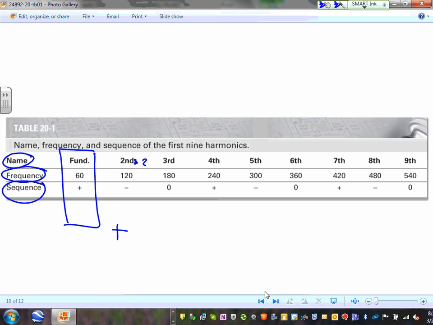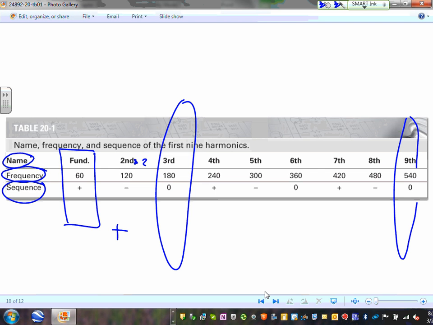If it's positive, when you put it in the motor, it will speed up the motor. If it's negative, it slows down the motor. If it's 0, it has no effect on the motor except it will screw up the neutral. Your triplens, guys, here are your triplens. The triplens are multiples of 3. These are the offenders when it comes to the neutral.